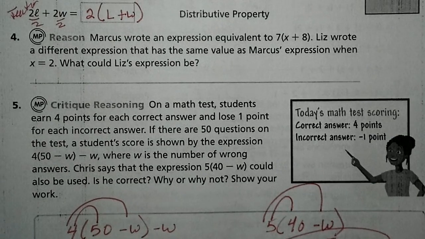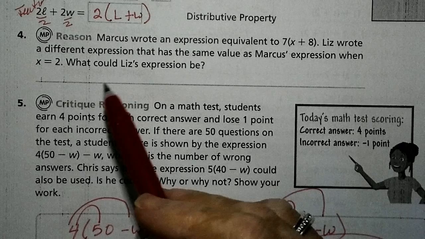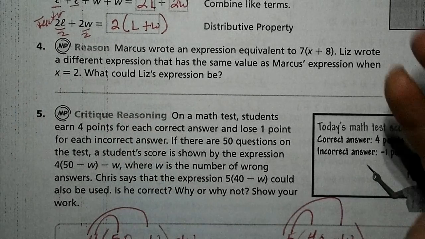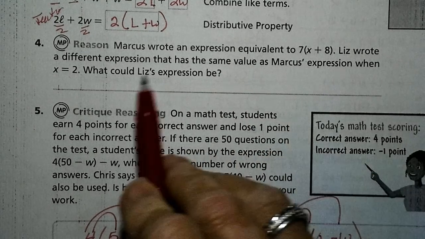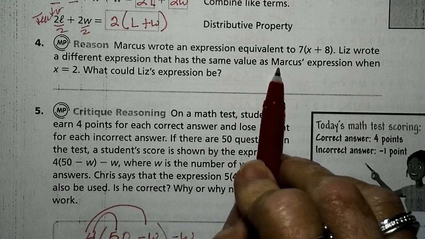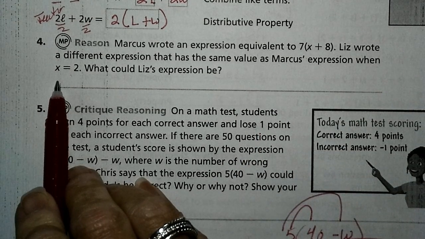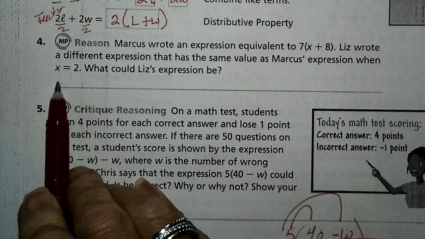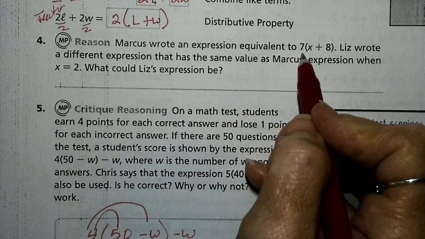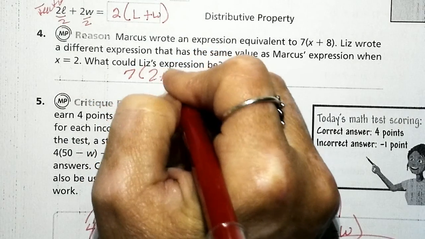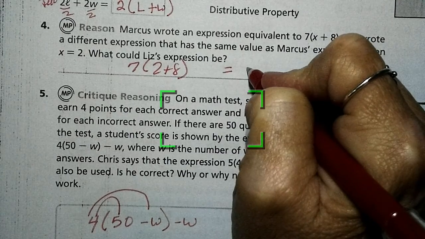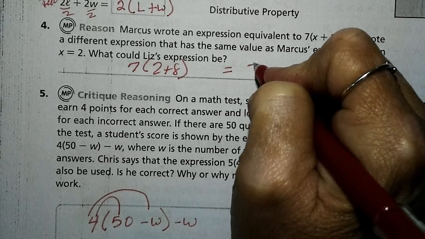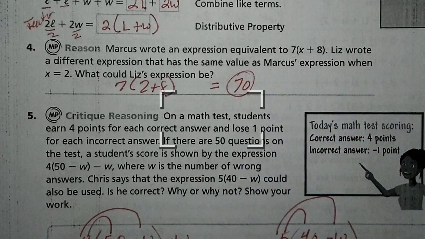You have to use the distributive property first, or you can actually just substitute in 2. But if I distribute, it says Marcus wrote the expression 7 times (x plus 8). Liz wrote a different expression that had the same value as Marcus's expression when x is 2. What could Liz's expression be? Well, if x is 2, I just substitute in the 2. So we want the same value of 70 is what we want.